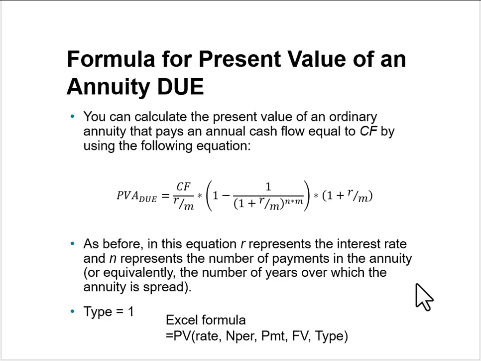And just as we did a second ago, we talked about the present value of an annuity due, the exact same thing. In Excel, it's much easier because you just need to change the type from 0 to 1, but it's a little bit of a more complicated formula for the present value of an annuity due.